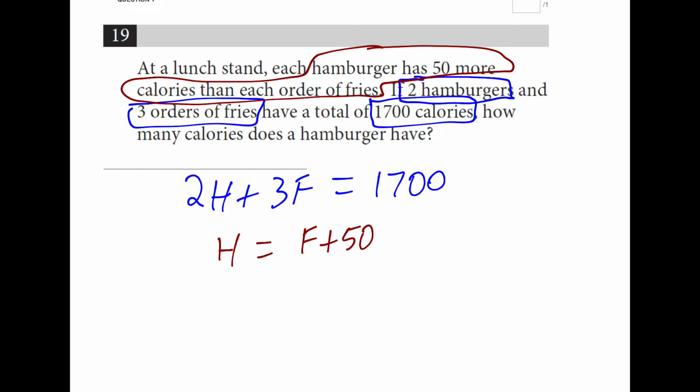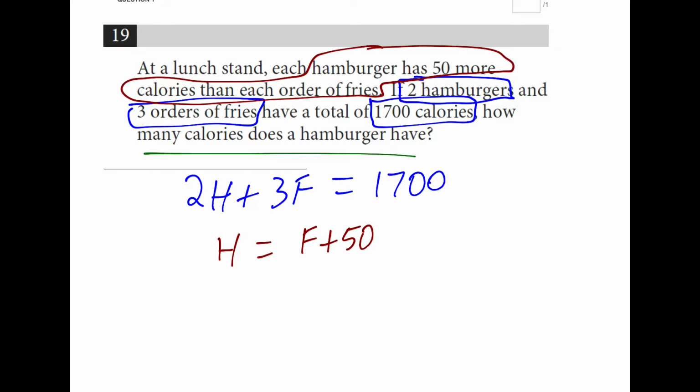It would be very easy to mix that up and say f is equal to h plus 50, but you have to remember that the hamburger has more calories, which makes sense in real life. That's the second thing. We've now translated two equations. The third thing is to pay attention to the last line. When they ask for the number of calories for a hamburger, we know that we're solving for h.